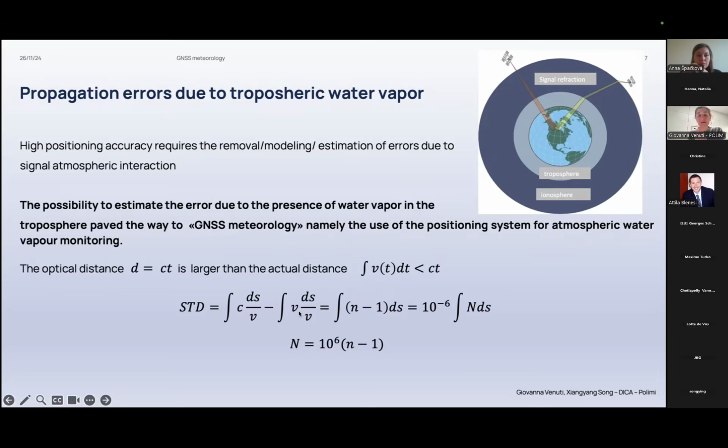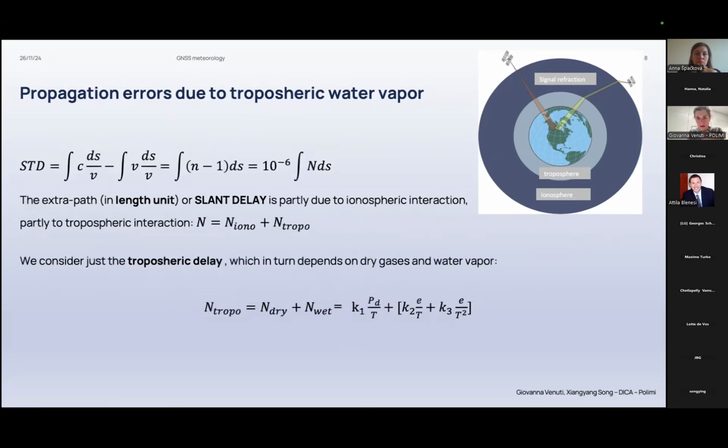This extra path is the integral effect along the path of this change in the velocity, and it is why we can use GNSS, because this change is due to the gases in the atmosphere, we will see, to both the ionized gases in the ionosphere and the other gases in the troposphere. But this cumulative effect can, as a matter of fact, be determined in the GNSS processing.